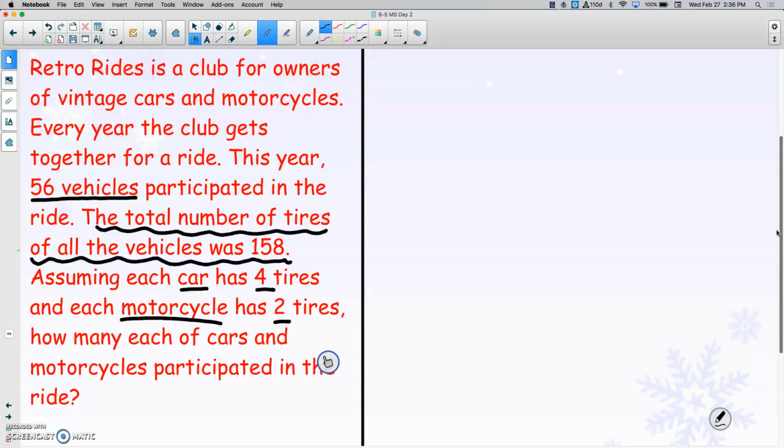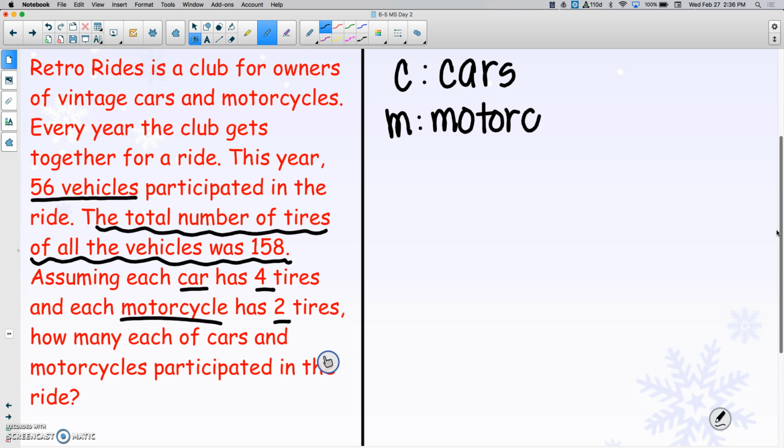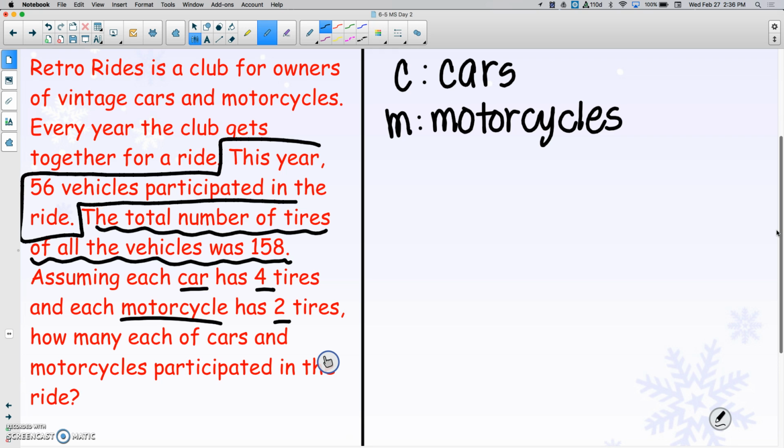All right, this is really confusing, but they're asking us for cars and motorcycles. So C can represent cars and M can represent motorcycles. Now, what's really tricky about this system is that it's not clear. Like on the last one, we could do one sentence for each, one for each purchase that was made. This one is trickier. The first thing that I want to work with is the 56 vehicles. So this is where my first equation is going to come from.